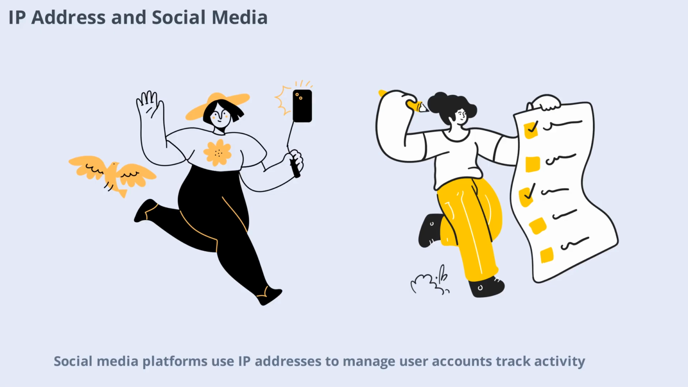Social media platforms use IP addresses to manage user accounts, track activity, and personalize feeds. This helps create a tailored experience and keeps users connected.